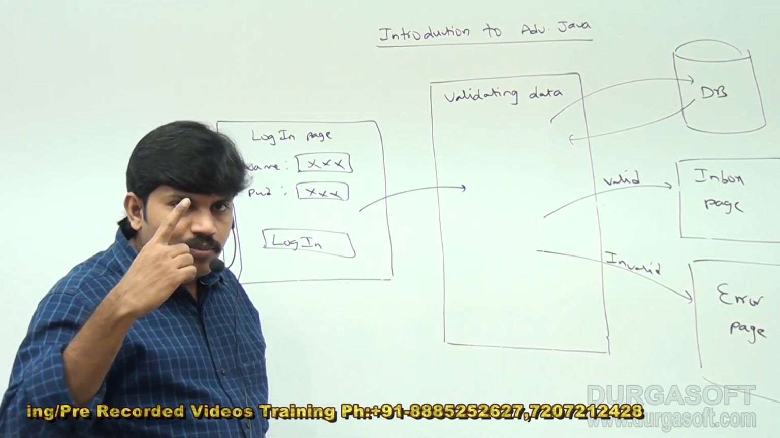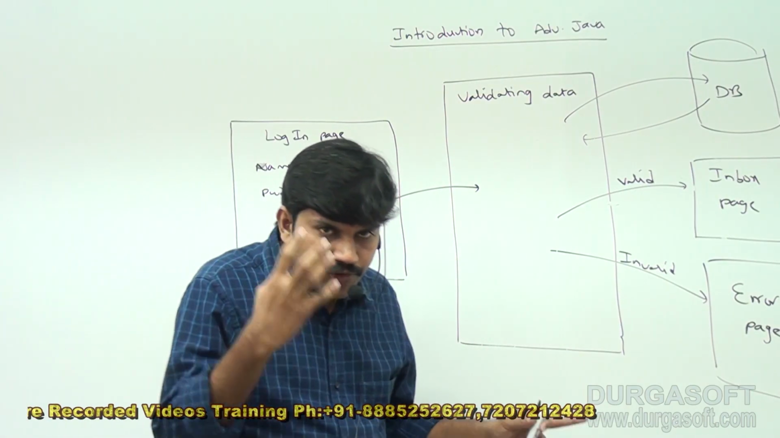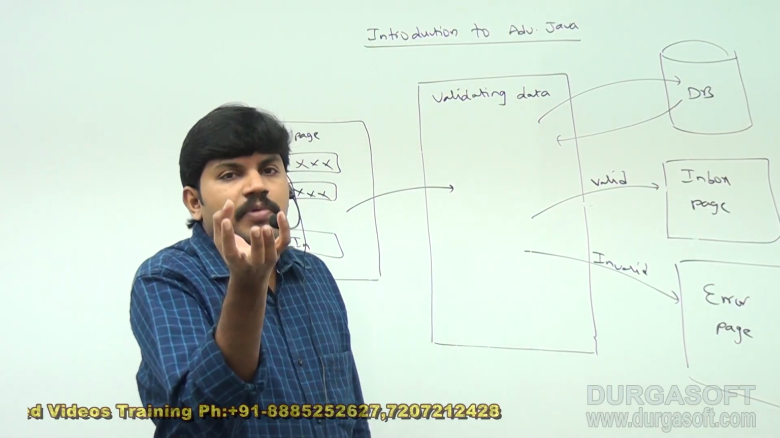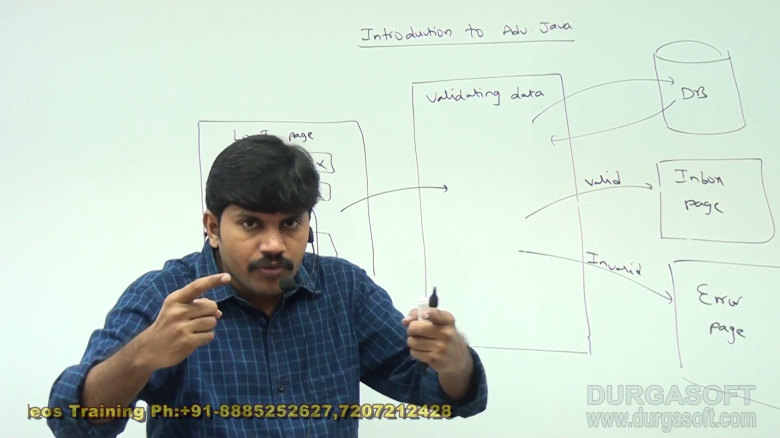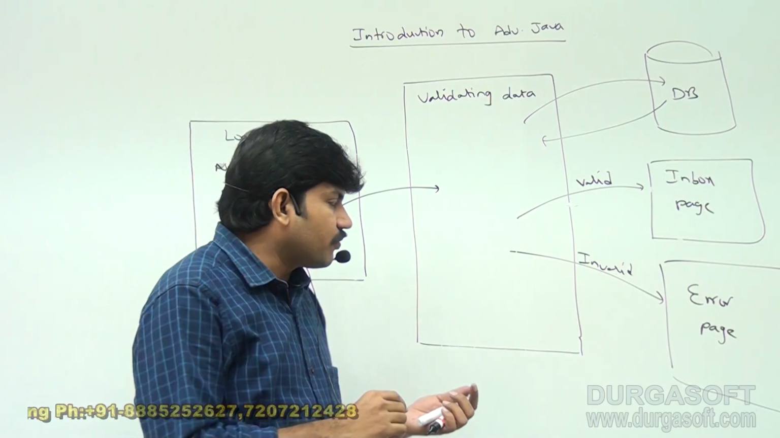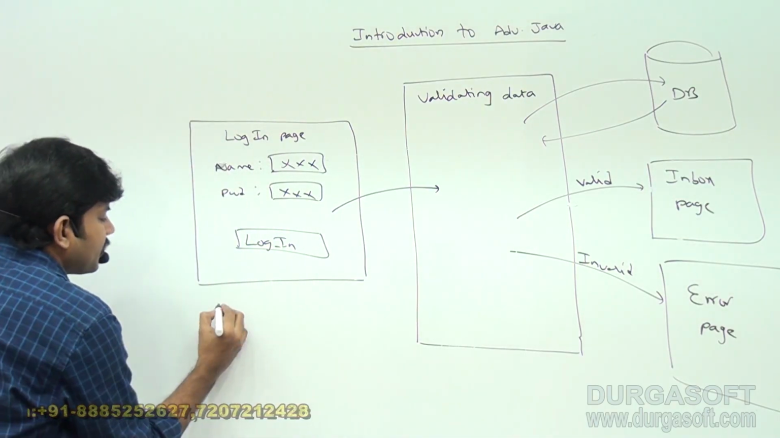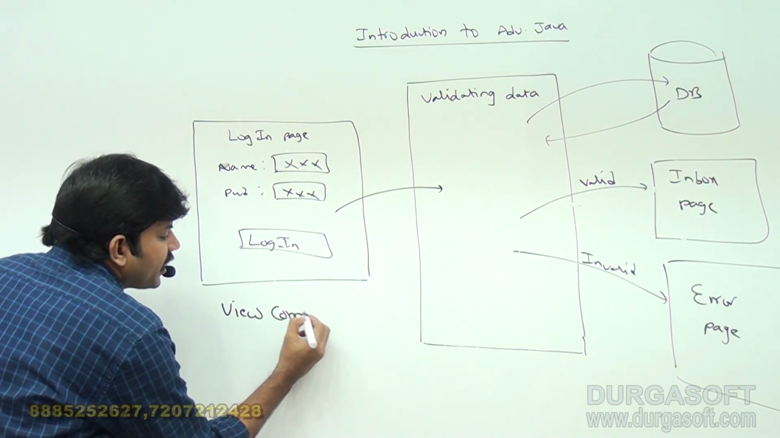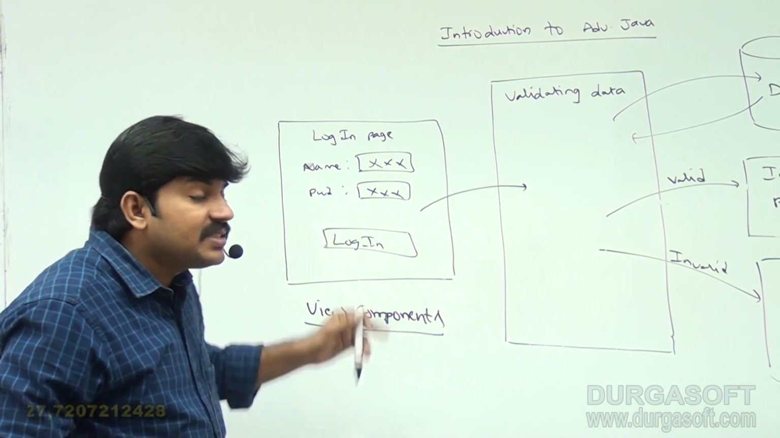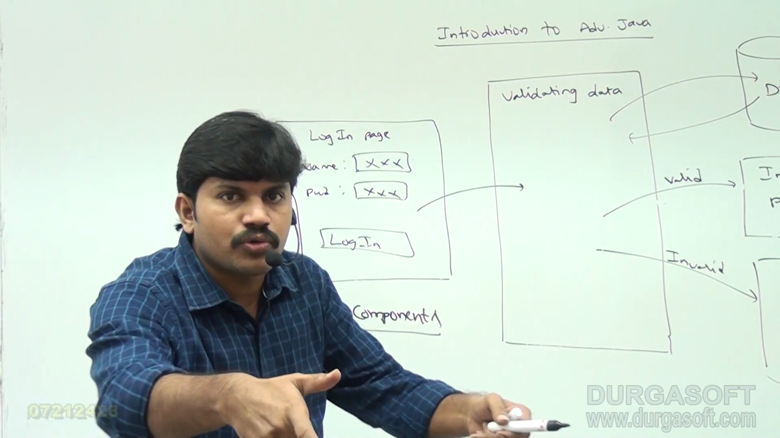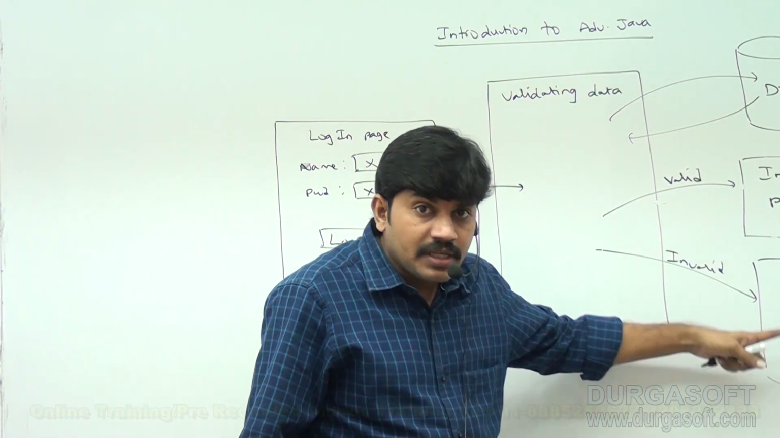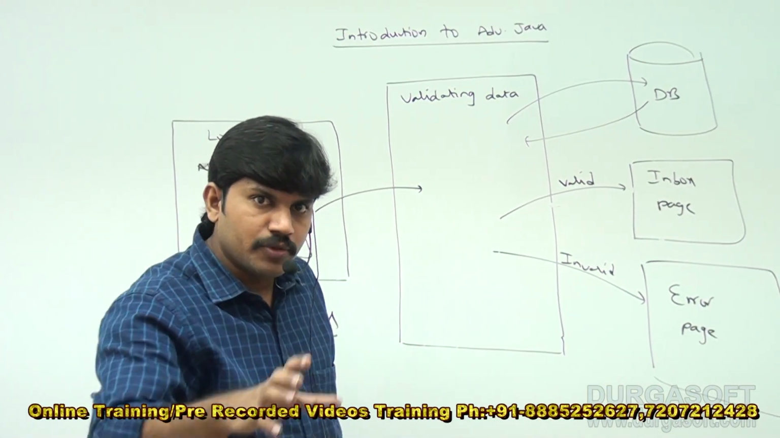Are you getting? I can see the login page. I can view the inbox page. I can view the error page. Are you getting? These pages, what the end user can view, are by default considered presentation, view components, which contain presentation logic. What do I want to present to the end user? Presentation logic. Login page, inbox page, error page. These are things my end user can see or not.